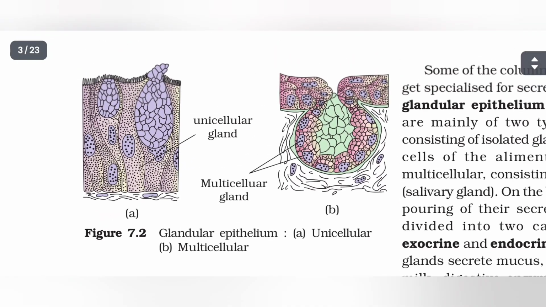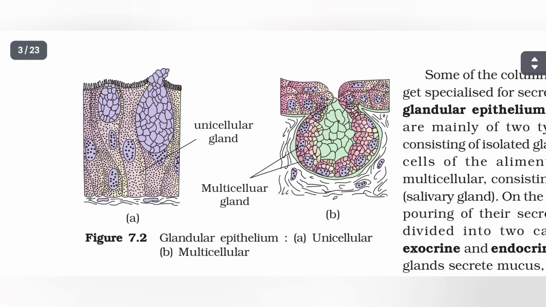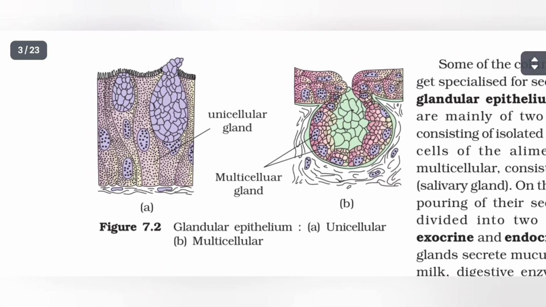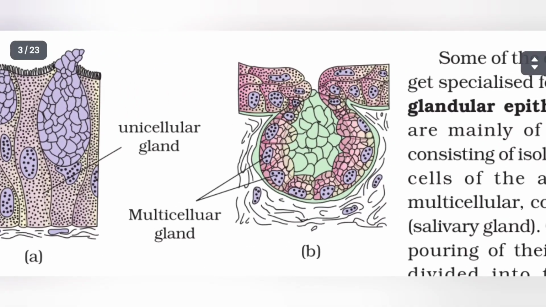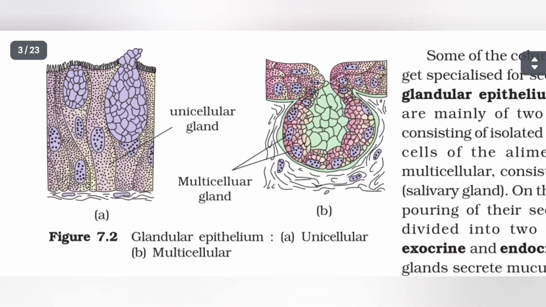These are glandular epithelium. A is unicellular, which is goblet cells. B is multicellular, like salivary glands.